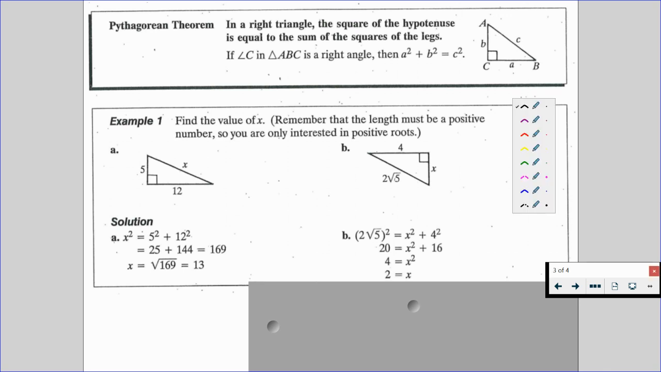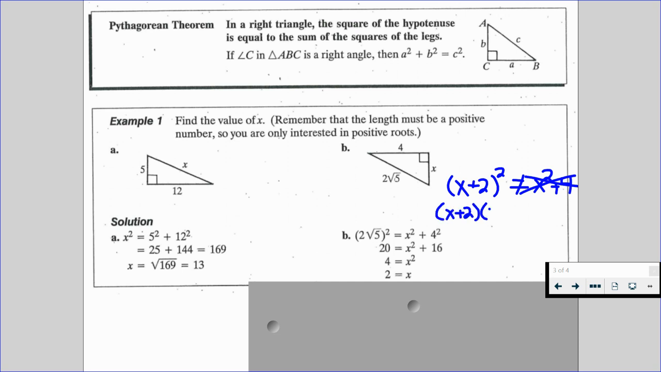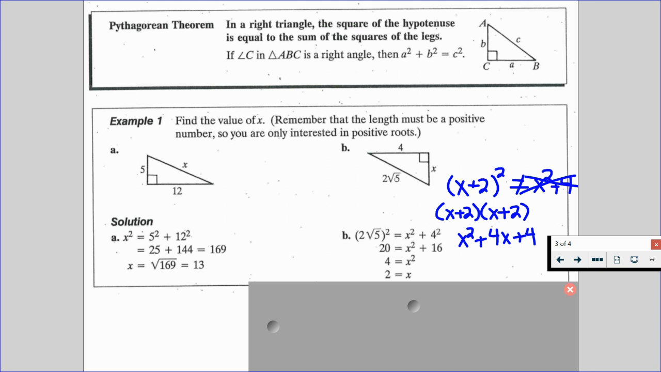This is a great time for me to remind you of something that we may have forgotten. If we have, for example, x plus 2 squared, it is not x squared plus 4. That is not the same thing. We have to write it out as x plus 2 times x plus 2. And now we multiply the binomials together and we end up with x squared plus 4x plus 4. So please keep that in mind as we start to practice here.